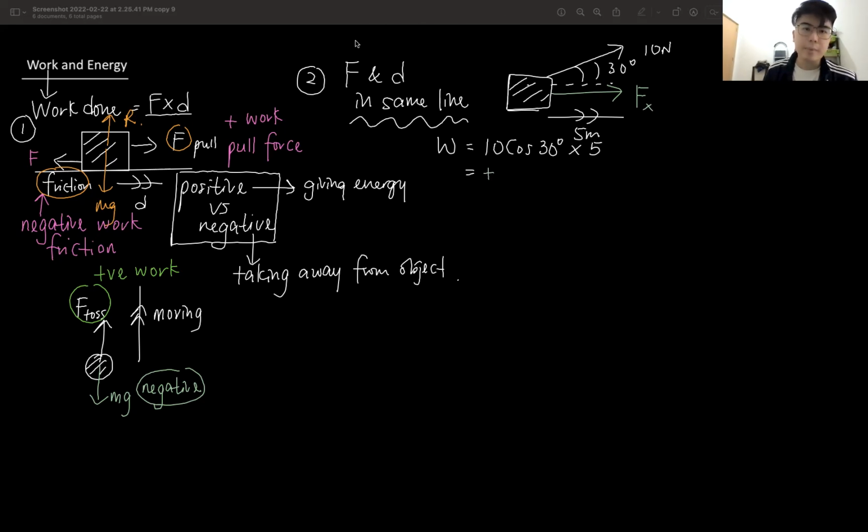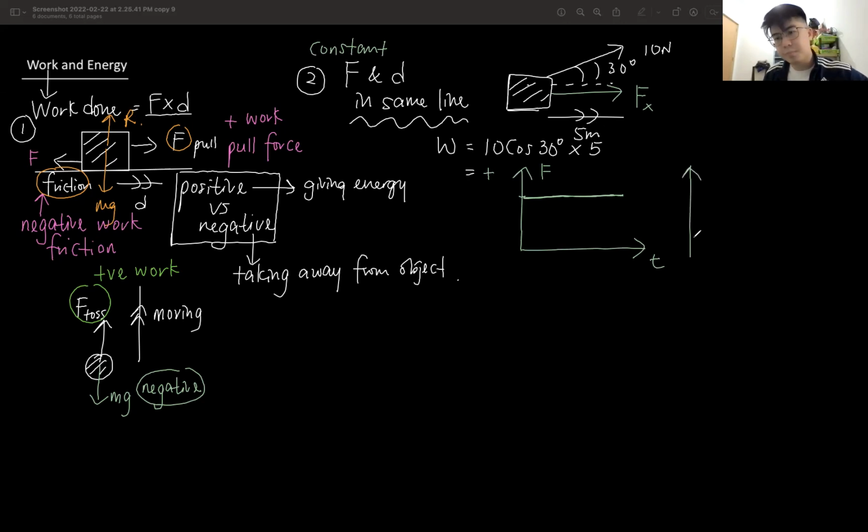Okay, now for the work done, we are always talking about constant force. The force applied is a constant value. I pull it 10 Newton, I constantly pull it 10 Newton. So if I do the graph of force over time, my force is going to look like this. A horizontal line, like this. Okay? You can do F against T, or you can do F against S, force against displacement. This will also be a horizontal line.